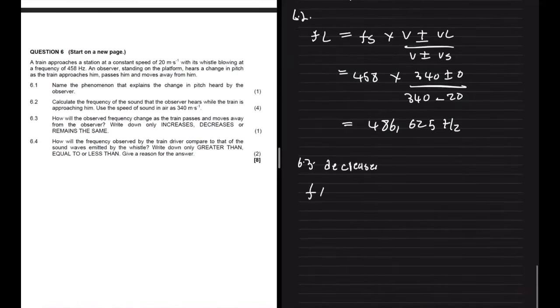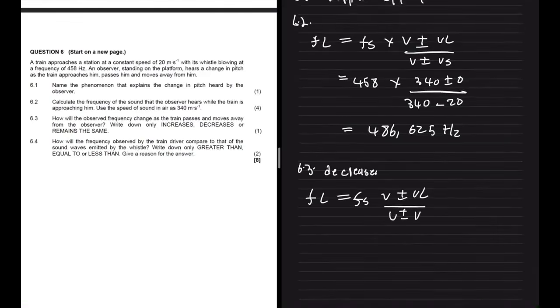Let's go back to the formula. FL equals FS, V plus or minus VL, divided by V plus or minus VS. When it's moving towards, on the denominator we have a subtraction of VS, right? So if you keep the numerator the same and you decrease the denominator, the number goes up. So when it's approaching, FL goes up. When it's moving away, we have an addition on the denominator. So you keep the numerator the same and increase the denominator, the overall number goes down.